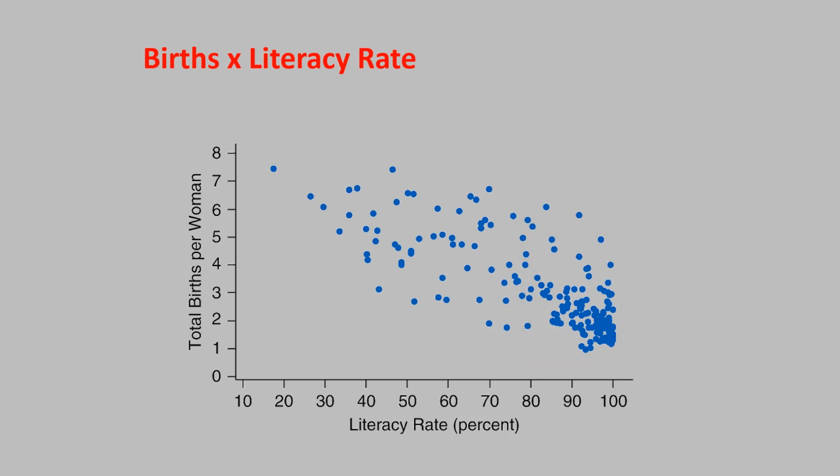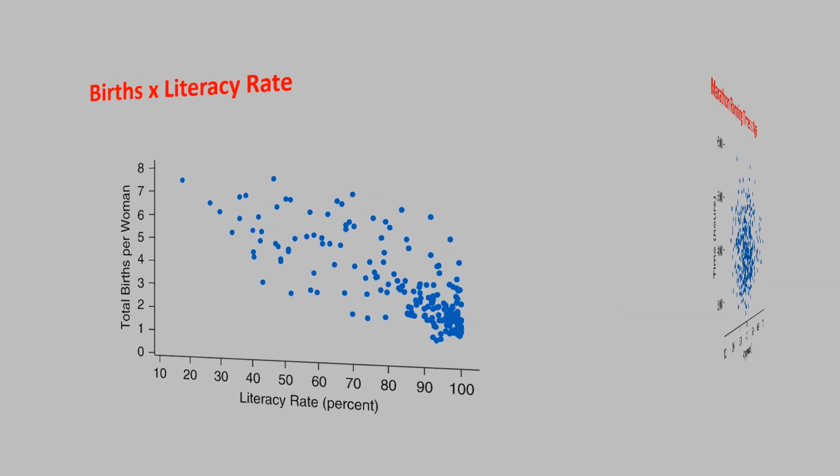Unlike the other chart, however, the points here are more spread out. For example, looking at this group over here, countries at about the 50% literacy rate, you can see that some have relatively low birth rates, whereas others still have high birth rates. Even down here, looking at countries with nearly a 100% literacy rate, there's still a good deal of diversity among birth rates. Let's take a look at another one.